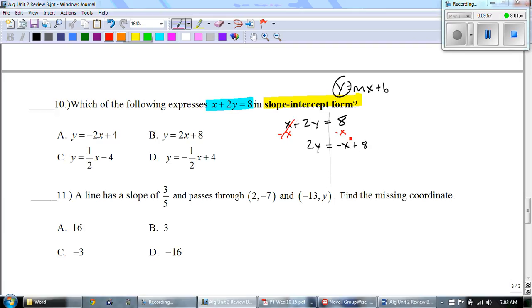And to get the y by itself, I have to divide everything by 2. So we get y equals negative 1/2 x plus 4. And that is C.